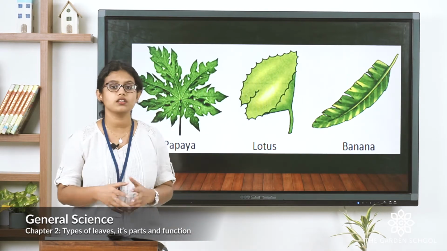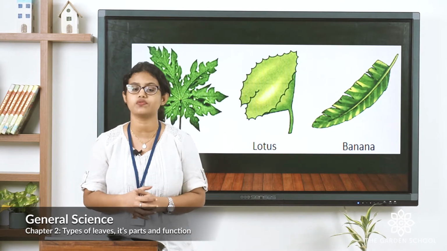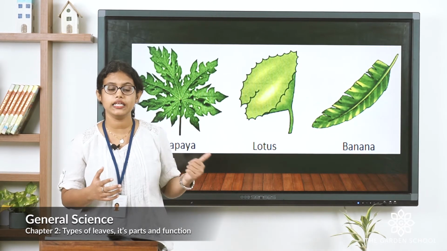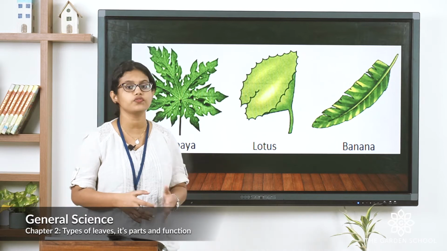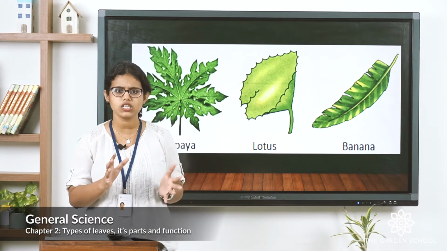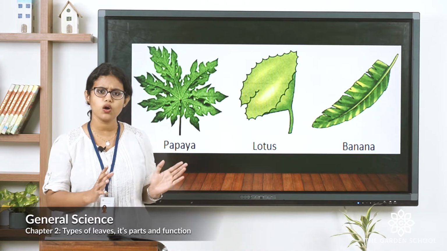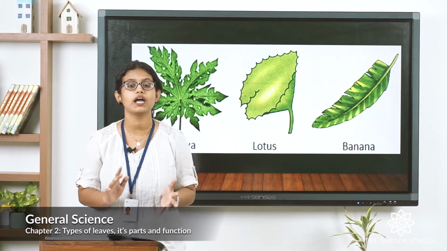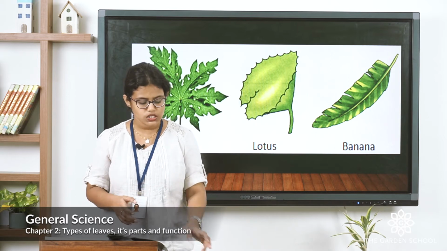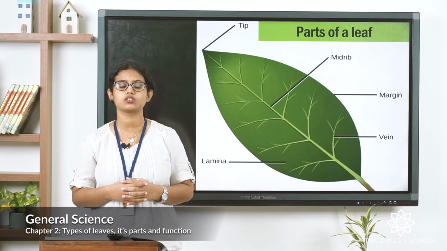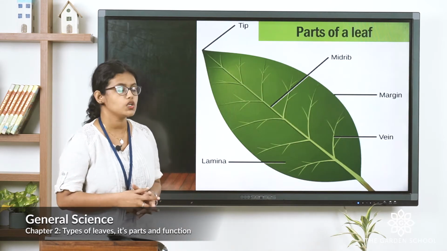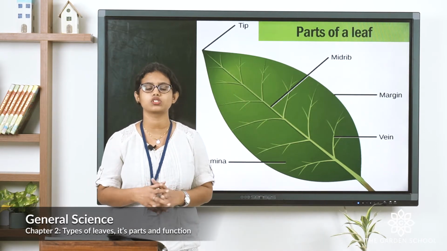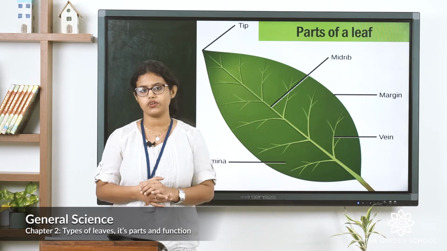Here you can see the picture of three different types of leaves. First one, the leaf of a papaya, the leaf of a lotus and the leaf of a banana. If you observe it carefully, are they all looking the same? No, they differ in their shape and size. So now let's see about the parts of a leaf. There are different parts in a leaf. So let's learn about the different parts of a leaf.